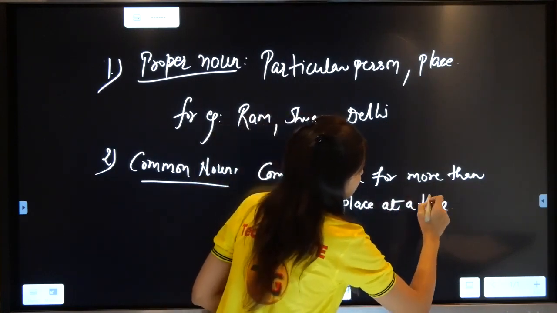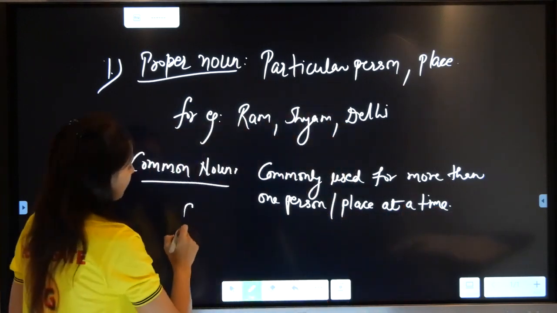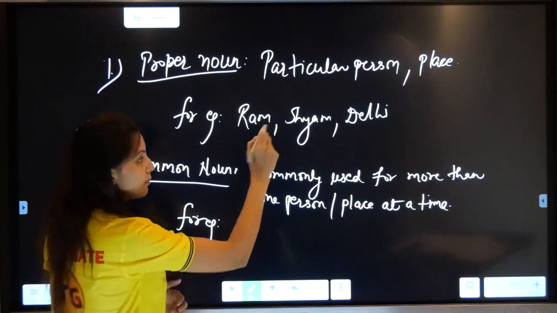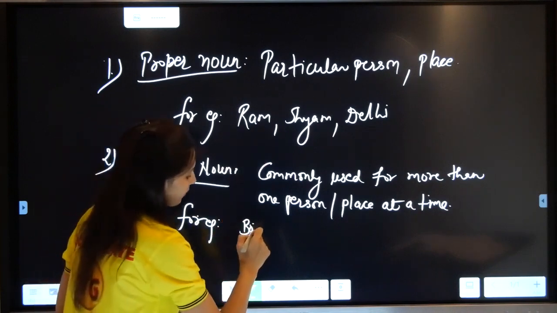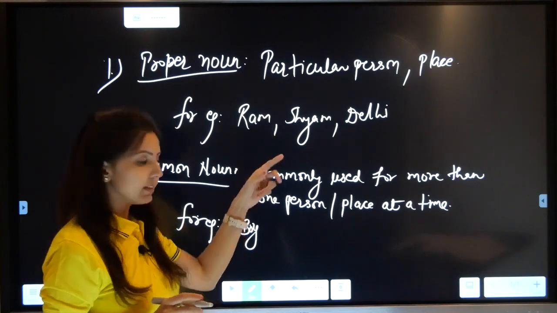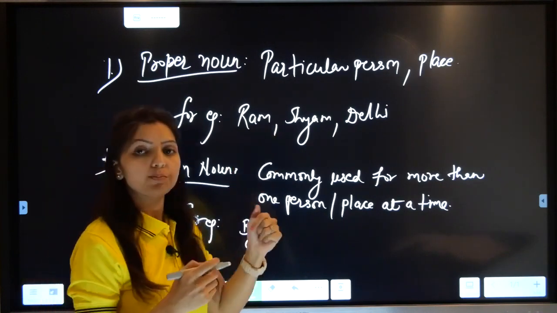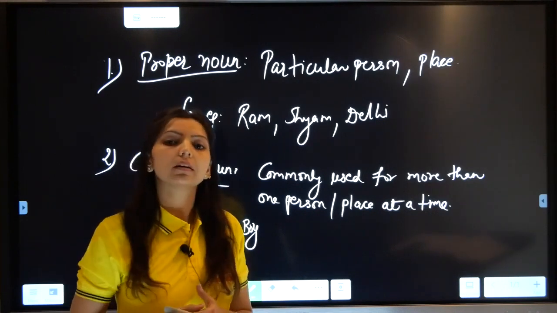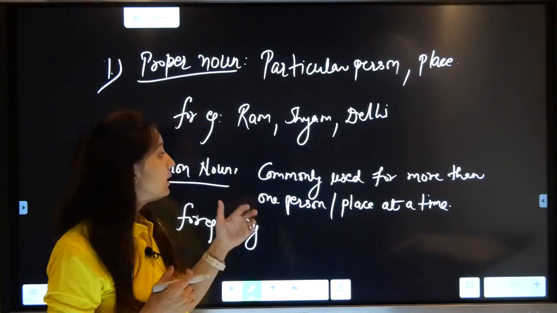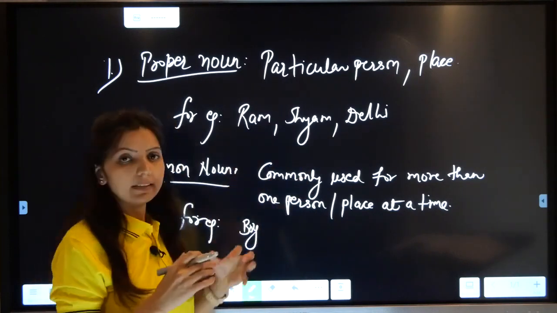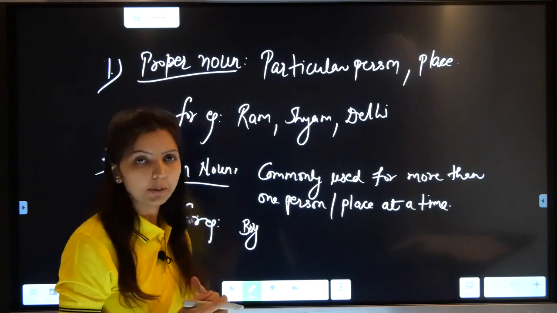Understand the difference. For example, if I will say Ram and Sham, so I will say boy. So if I will say boy, if there are two boys there, both of them will consider that probably they will be calling for me. Okay, so all the boys in the class, they will get this sense that teacher can call me.